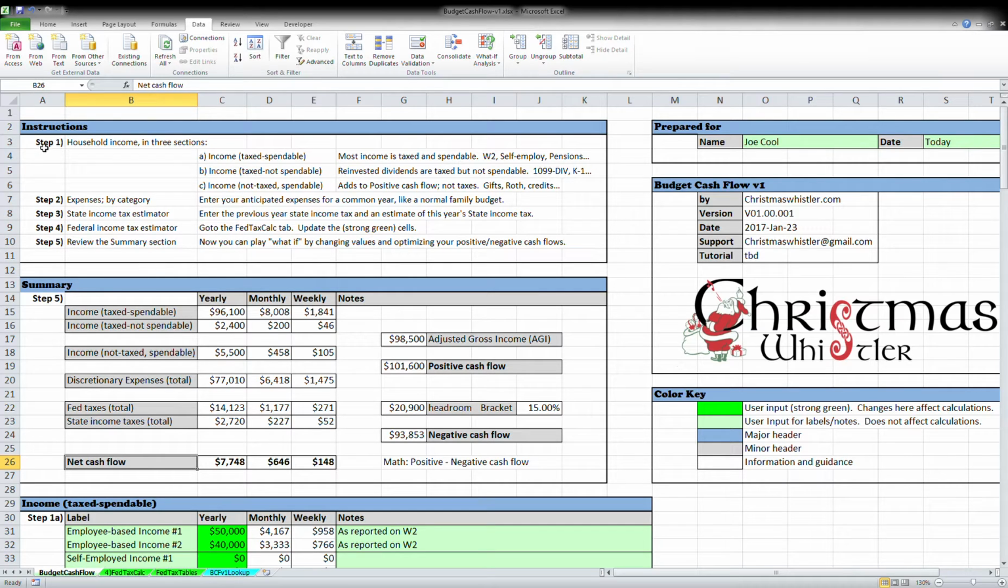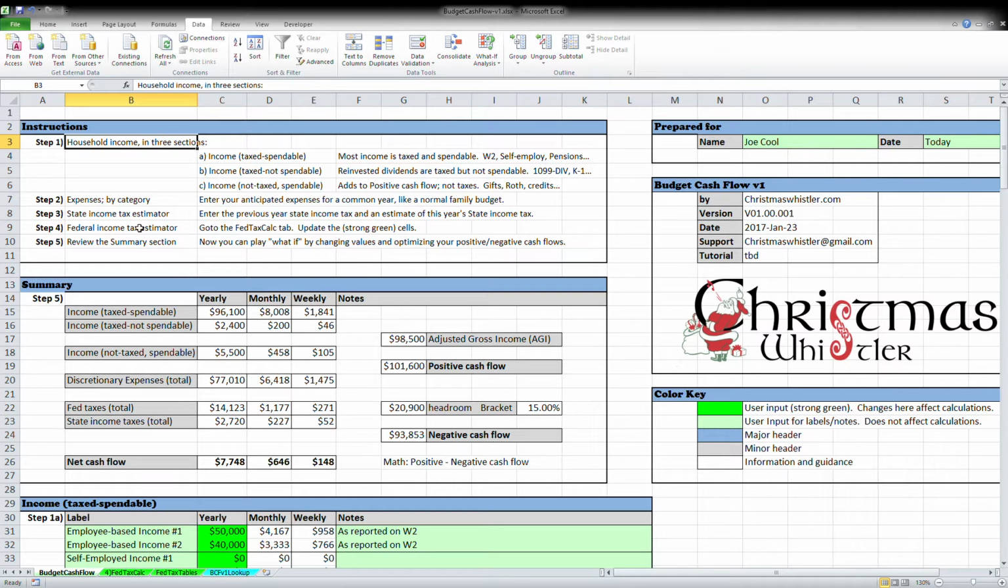Step number 1 is all about your household income. We've broken the household income up into 3 different sections. It's a bit of an odd way of thinking about household income, but it makes sense when we're talking about cash flow, which is the spendable income that you have. Part of the negative cash flow would be your taxes, and the more money you make, the more taxes you have to pay.